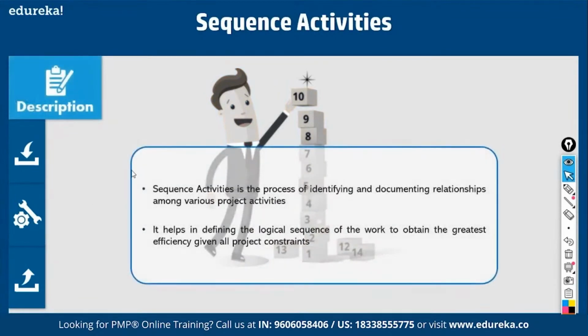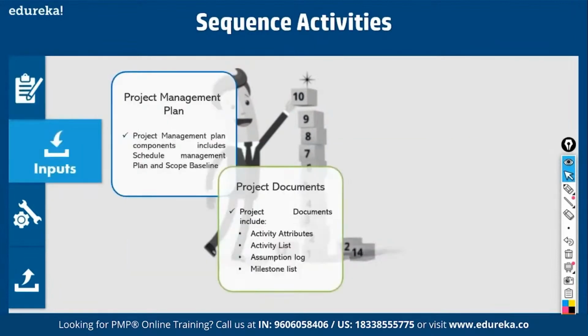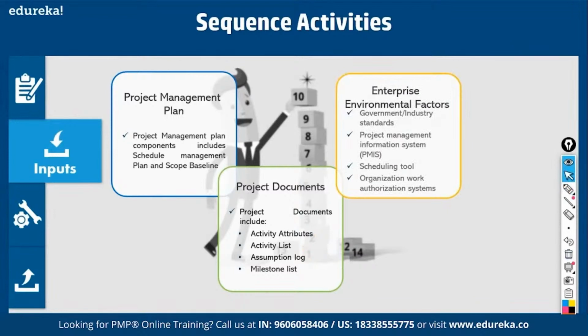This is a process of identifying and documenting relationships among various project activities. The project management plan tells you how to decompose the scope baseline into activities and how to sequence them. So what are the project documents you require? You require a list of activities to be sequenced, their activity attributes, the assumptions and milestones. Then enterprise factors, any PMIS.